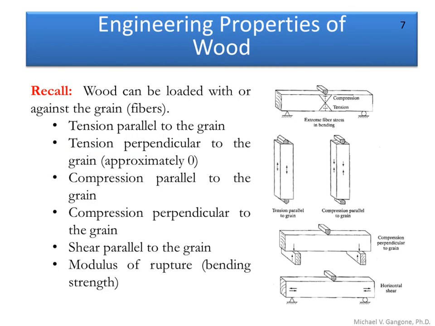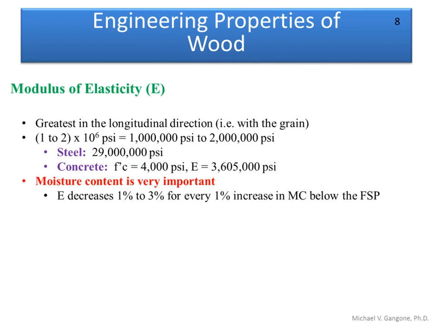All right, loading wood. This is also something that's very important. So what are the different failure modes that we see in wood? There are many different ones. We have tension parallel to the grain, compression parallel to the grain, compression perpendicular to the grain, and we also have shear failure parallel to the grain. So these are really the main modes of failure that we would see in wood.